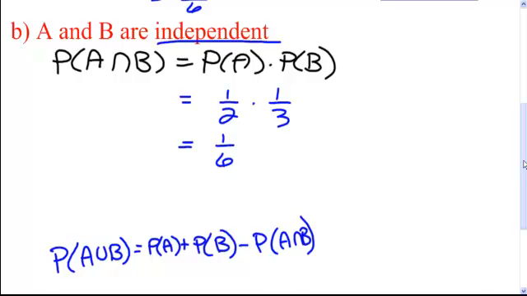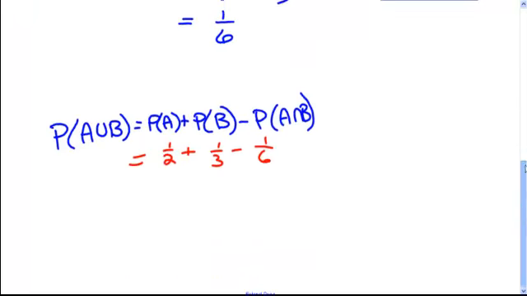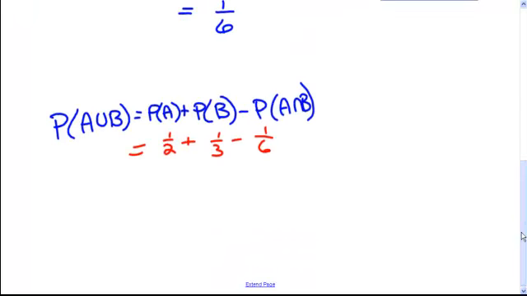So the probability of A is 1/2 plus the probability of B, which was 1/3, subtracting their intersection, which we just found is 1/6. So going through, getting common denominators, 3/6 plus 2/6 minus 1/6 is 2/3. So that's the probability of the union, which was that P value we were trying to find.